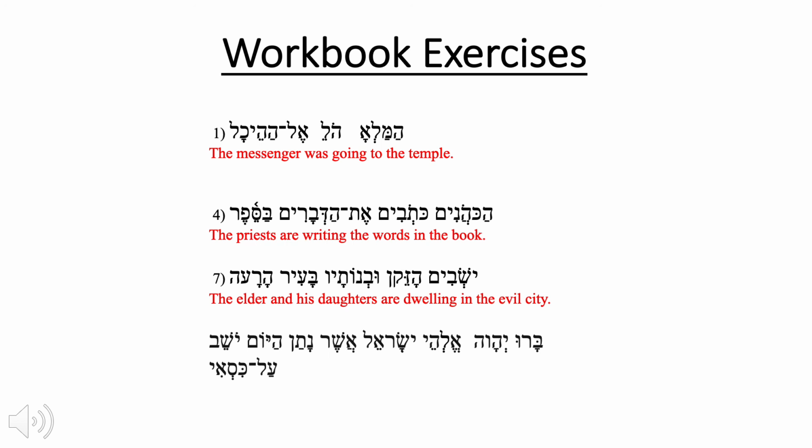Number 7 begins with the participle, yoshvim. They are dwelling, and now we're told who's dwelling. Hazaqen, the elder, and his daughters. And they are dwelling where? Ba'ir, in the city. Hara'ah, the evil city. The elder and his daughters are dwelling in the evil city. But last but not least, how do we translate number 10?